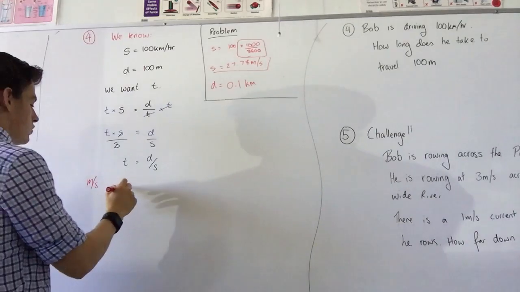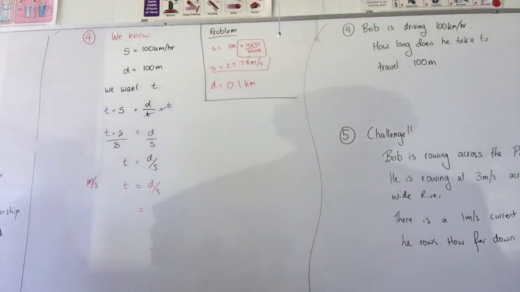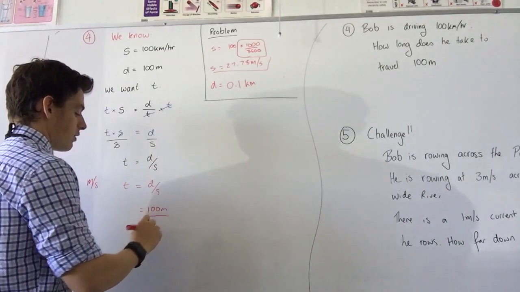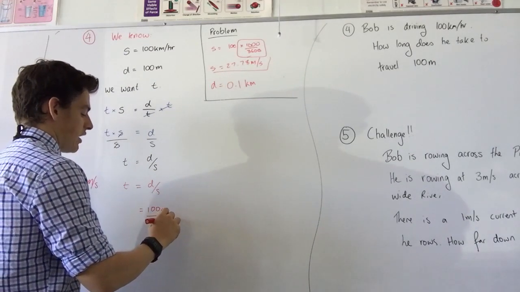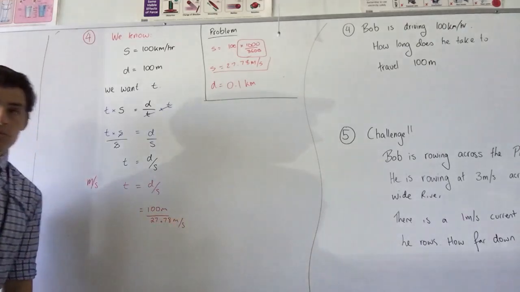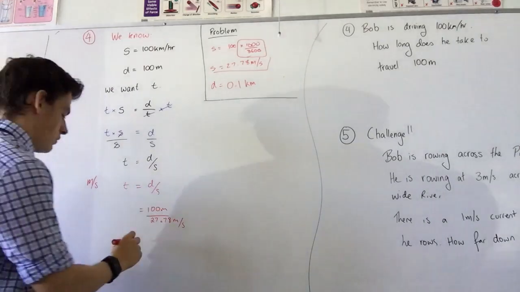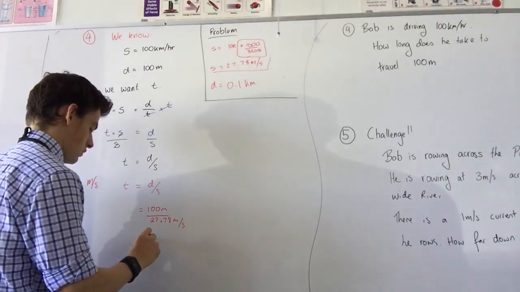So time equals distance over speed. I'll do that in the red. Our distance is 100 metres divided by 27.78 metres per second. What is that? That's a value, isn't it? What's 100 divided by 27.78? 3.6.